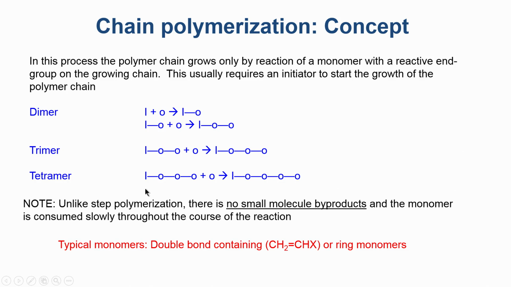Typically, in such reactions, unlike step polymerization, there is no release of byproduct, and the monomer is consumed slowly throughout the course of the reaction. Typical monomers, those that contain a double bond, are very commonly used for chain polymerization. Also, monomers that have rings in them can be used for chain polymerization, where the ring opens up and results in polymerization, and we will discuss some examples as we go along.